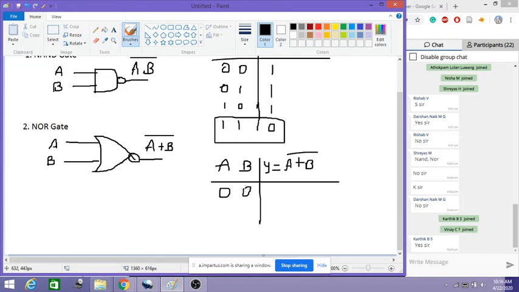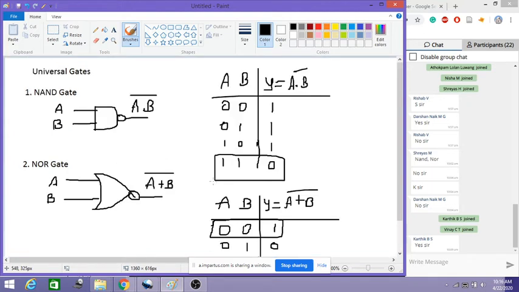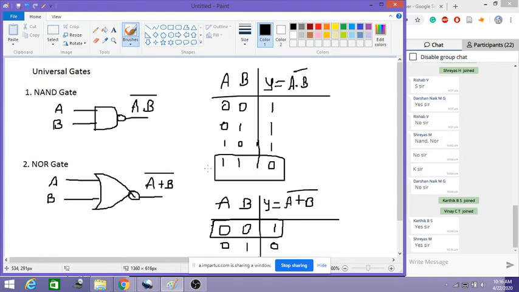So this is 0 0. 0 plus 0 is 0, its complement is 1. 0 plus 1 is 1, but its complement is 0. 1 plus 0 is 1, its complement is 0. 1 1, it is 1, its complement is 0. It means the NOR gate output is 1 only when all the inputs are 0. So this is how we can read this. Right. So this is about the basic gates, universal gates, and the derived gates.